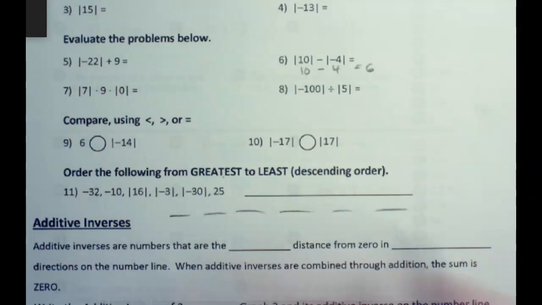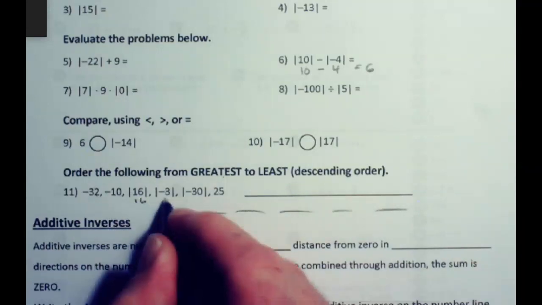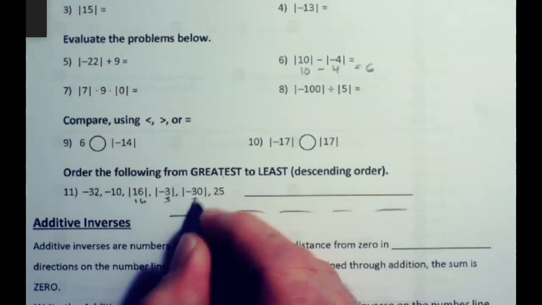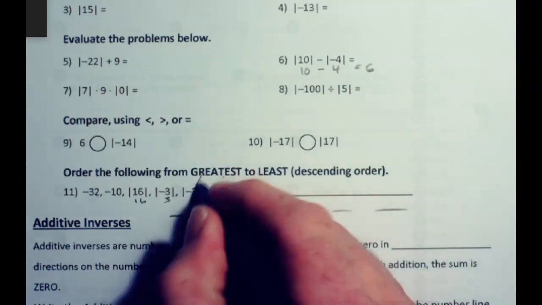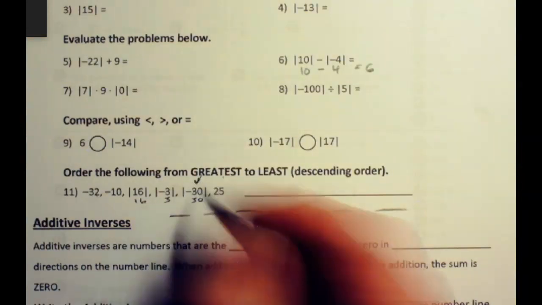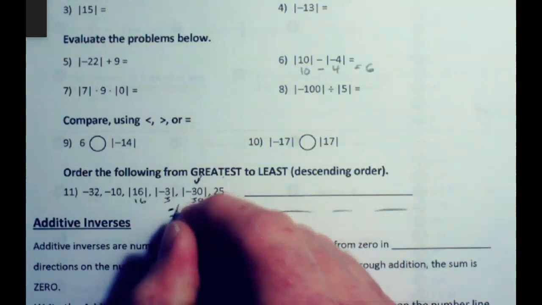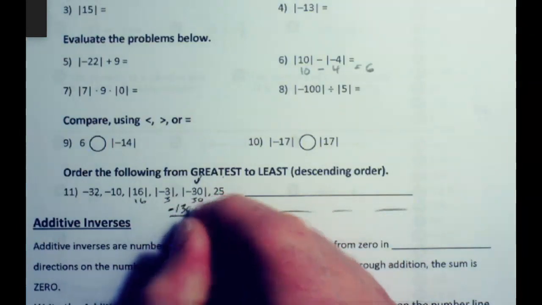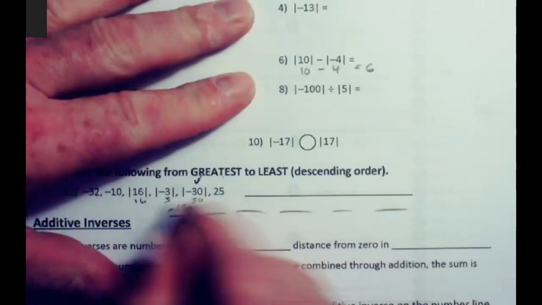And then remember that the absolute value of this is 16, the absolute value of this is 3, the absolute value of this is 30. So just taking a look at them, what's the greatest number here? Well, the greatest number's got to be 30, right? Because the absolute value of negative 30 is going to be 30. So this one's going to be right here. Sorry, the negative should be inside the bar.